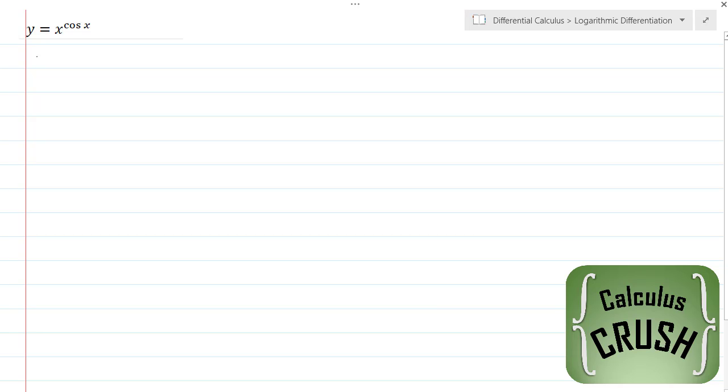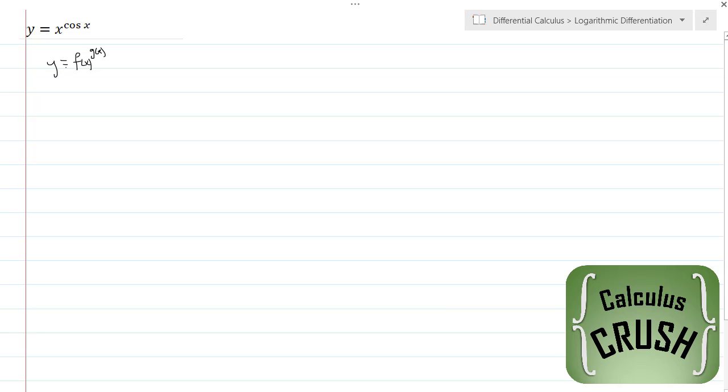Today we're going to be doing a logarithmic differentiation problem, y equals x to the power of cos x. So what we want to do is find the derivative of y with respect to x. As you can see, we can't use the power rule in this case because we have y equals f of x to the power of g of x. If it was to the power of a constant like 2 or 3, we could just use the power rule. But since we have an actual function up there, we can't use that rule.